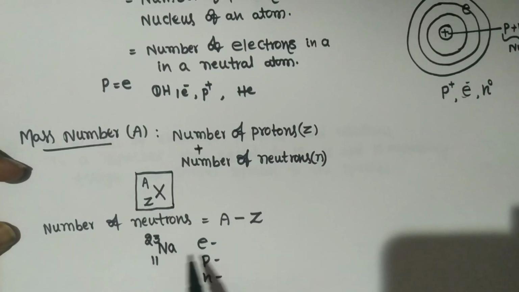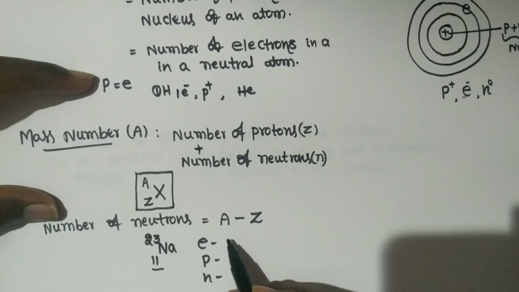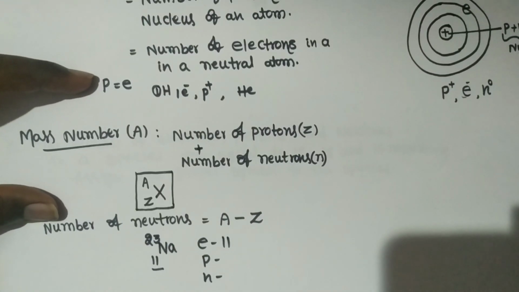The number of electrons is nothing but the atomic number, right? So the atomic number is 11, so the number of electrons is 11. The number of protons is also the atomic number, so the number of protons is 11. For the number of neutrons, we know the formula A minus Z. This is the A value and this is the Z value. So 23 minus 11 is equal to 12. Sodium contains 12 neutrons.